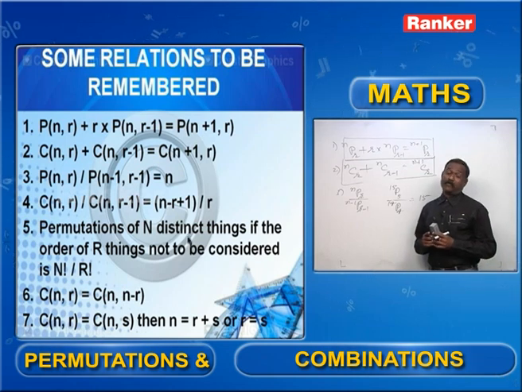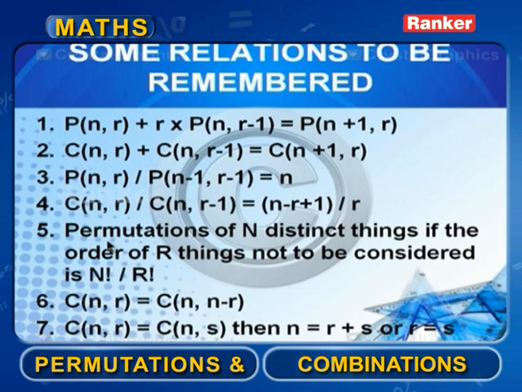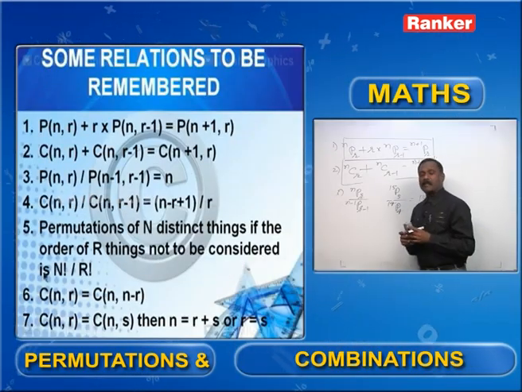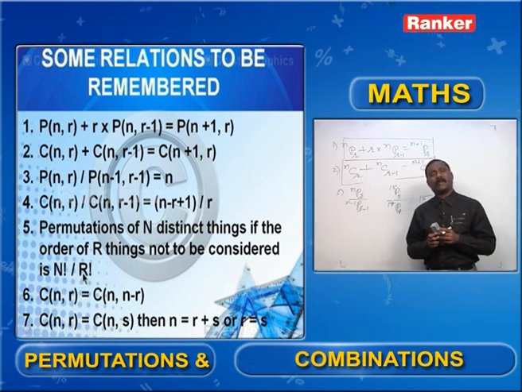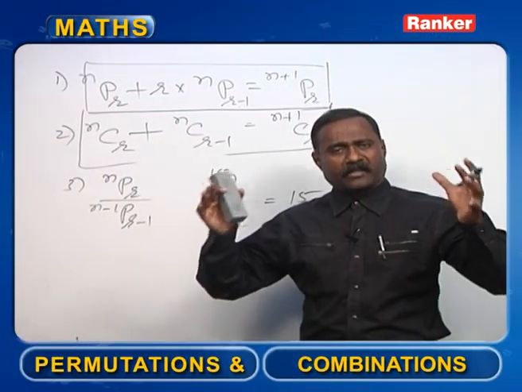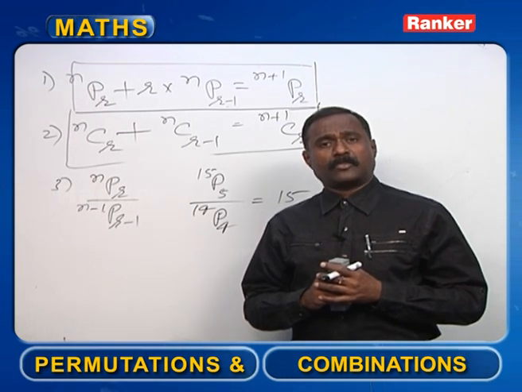Permutations of n distinct things, a very important one. Fifth one, please. Generally, when we work out the problems, you don't get the idea of this. That is why I have chosen this. Permutations of n distinct things if the order of r things is not to be considered is n factorial upon r factorial. Order of r things not to be considered means what? There are n persons, let me say. Those n persons are to give a speech.